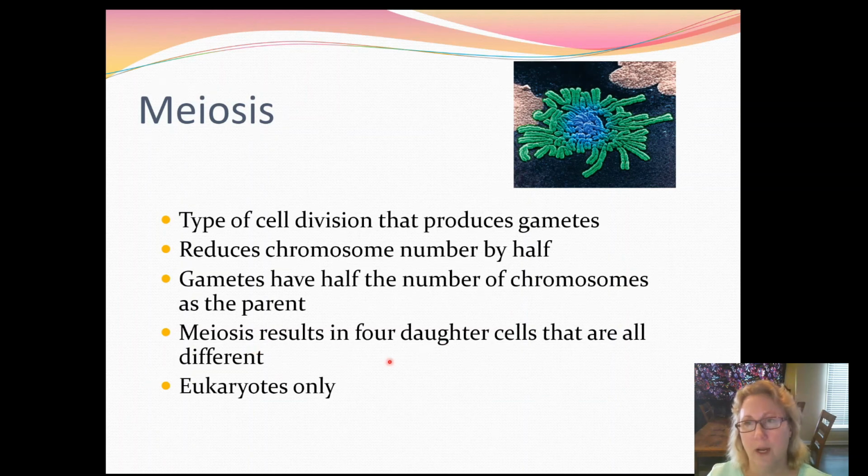Meiosis has 2 rounds of division, not just one, and so we're going to end up with 4 daughter cells that are all genetically different. Each one is genetically different, unlike mitosis, where we had just 1 round of division, 2 daughter cells that are genetically identical to each other and to the original mother cell. In meiosis, the 4 daughter cells are all genetically different from each other. And they're different from the mother cell as well because they have half the number of chromosomes.